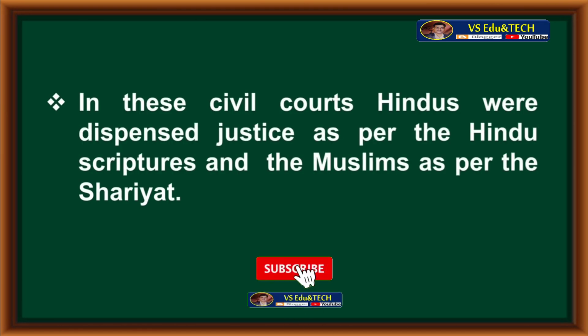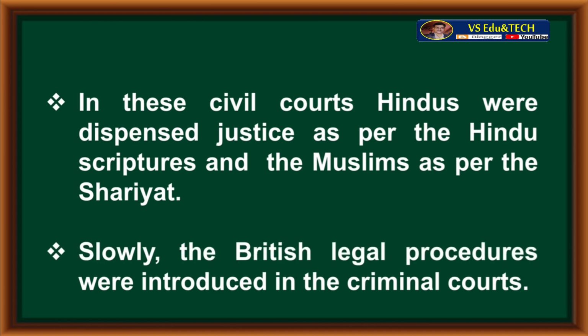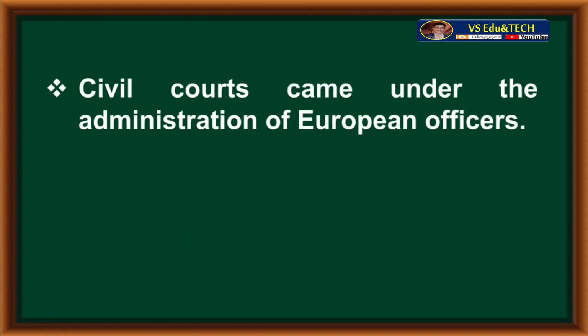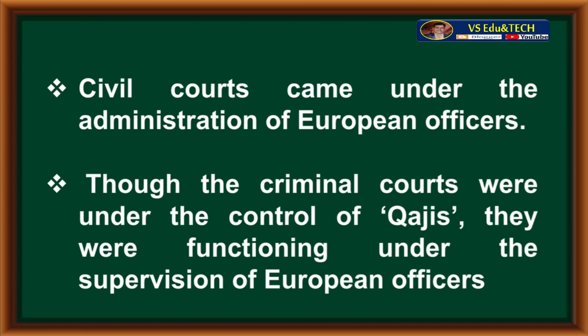In these civil courts, Hindus were dispensed justice as per the Hindu scriptures and the Muslims as per the Sharia. Slowly, the British legal procedures were introduced in the criminal courts. Civil courts came under the administration of European officers. Though the criminal courts were under the control of Qazis, they were functioning under the supervision of European officers.